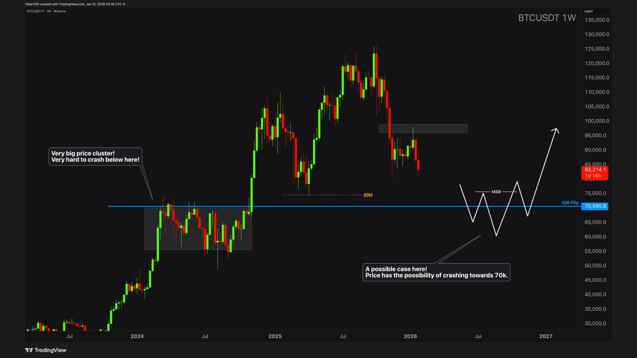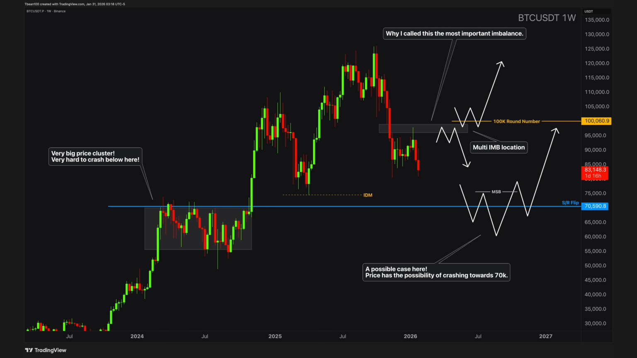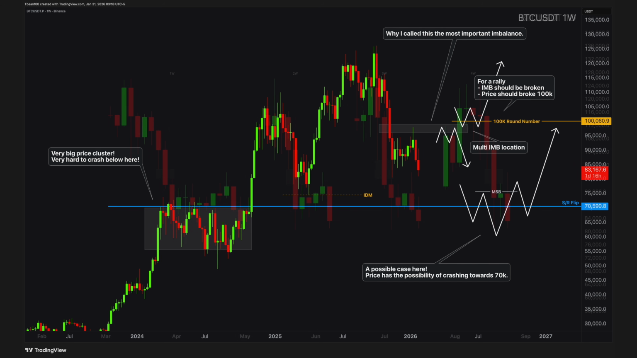However, why did I call this weekly imbalance the most important imbalance area a couple of months ago? Also, this area was the 100k round number location, which I care a lot about. So in the future, for an early rally, we needed to break through this imbalance and also break through this 100k level, because this would be a great opportunity for an early rally to make another all-time high. This is why I said watch this imbalance and wait for the reaction.